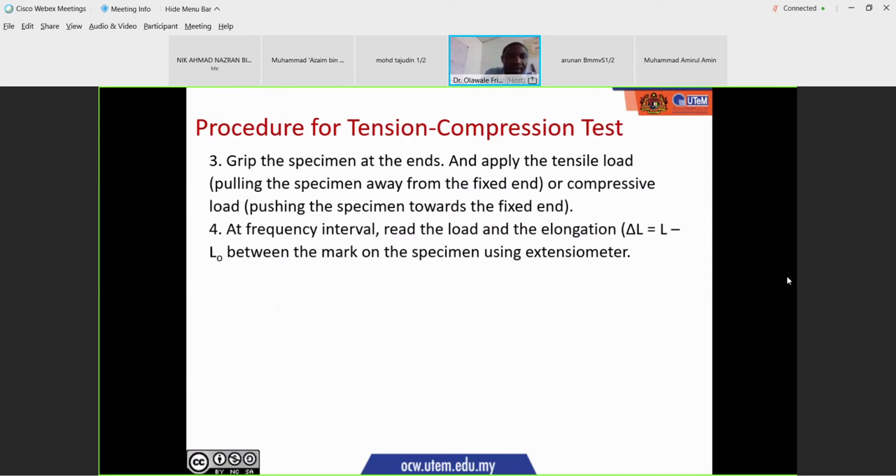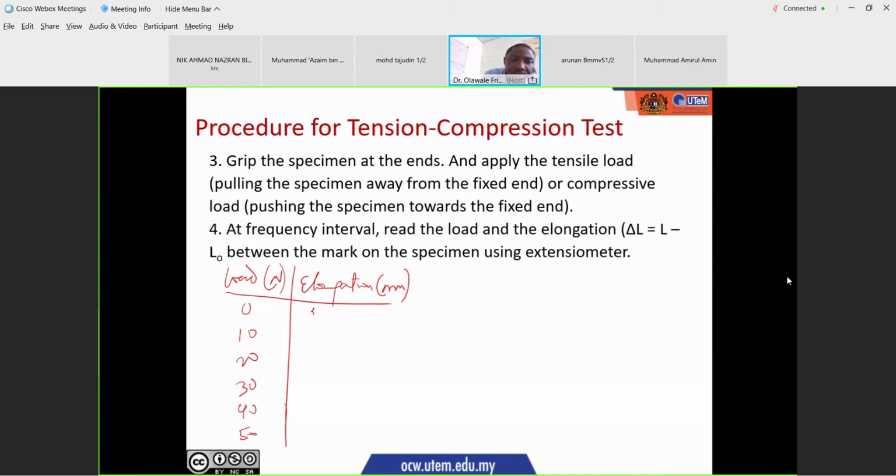Okay, so what we have before is your load in Newton and elongation. We said 0, 10, 20, 30, 40, and 50. And the elongation values were 0, 1, 2, 3, 4, and so on for each load.